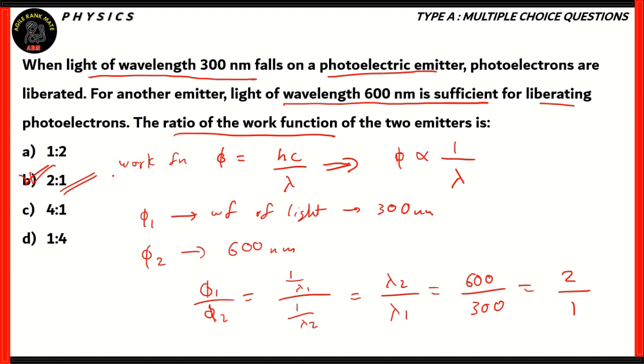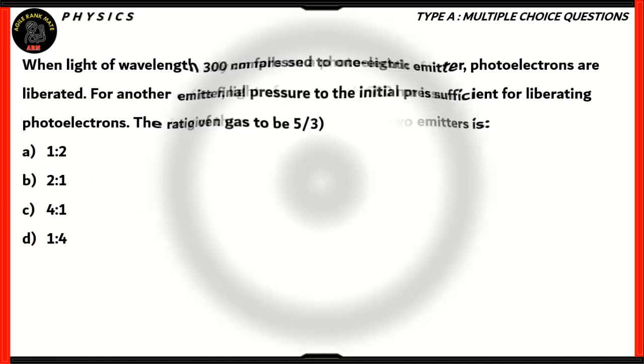Basically, the work function of the first emitter is twice the work function of the second emitter. And that's how option B turns out to be the right option. Option A is the inverse of that particular statement, which is incorrect. Option C and D say 4 is to 1 and 1 is to 4. This is in the case where there is a square. So for example, work function is proportional to square of wavelength or inverse square of wavelength, which is not true. So all of that makes option B, 2 is to 1, the right option.